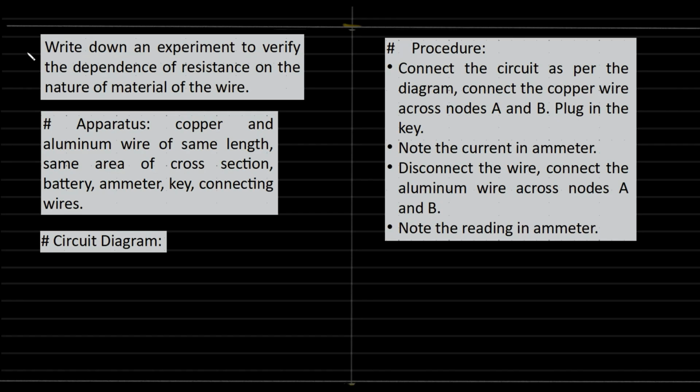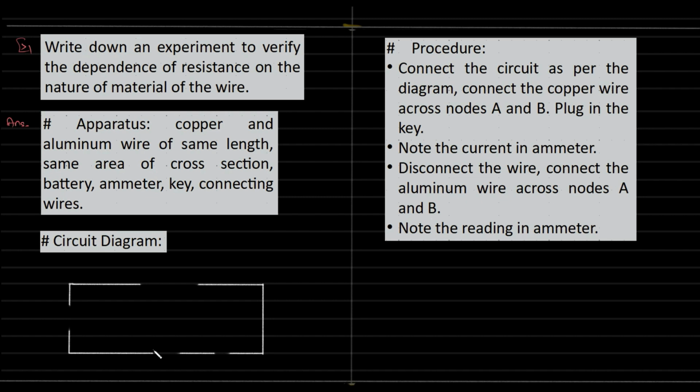Write down an experiment to verify the dependency of resistance on the nature of the material of the wire. So I'll begin with explaining the circuit diagram. Again, a rectangle, with space for your battery, key, ammeter to connect your wires.